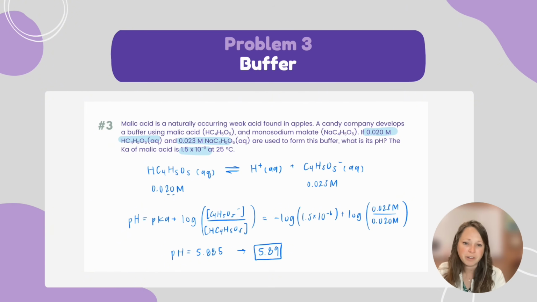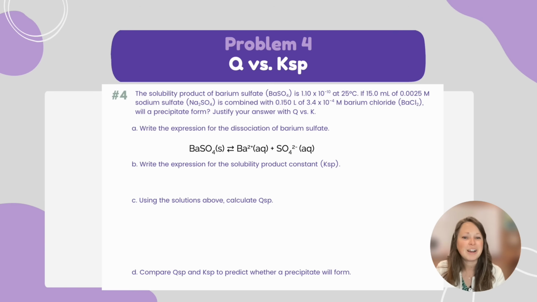So that's how we would solve a simple buffer problem without, again, like I said, you could still rice this out and you would get the same answer and you get full credit either way. I think that's one of the hard things about acid-base chem is sometimes there are multiple ways to get to the correct answer. All right, now looking at KSP.